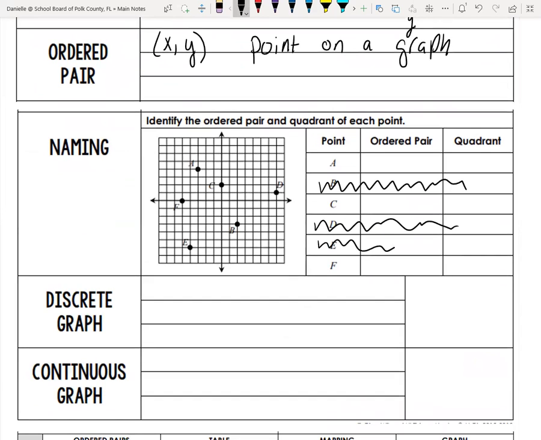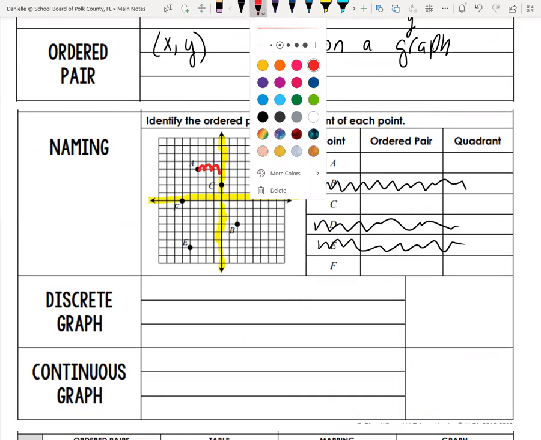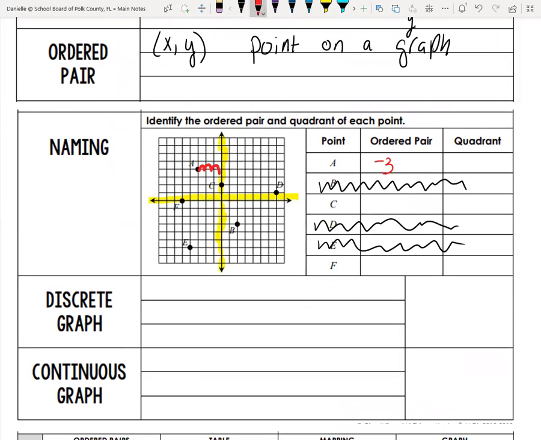Thank you. We're going to do A, C, and F. So when I look at A, again, I'm going to highlight my axes. So I look at A and it's 1, 2, 3 over. So it's going to be -3. And how many up? It goes 1, 2, 3, 4 up. So it's the ordered pair -3, comma 4, and it is in quadrant 2.